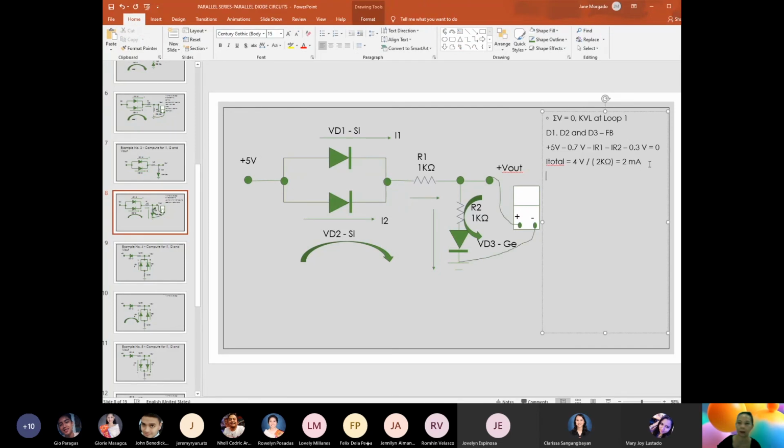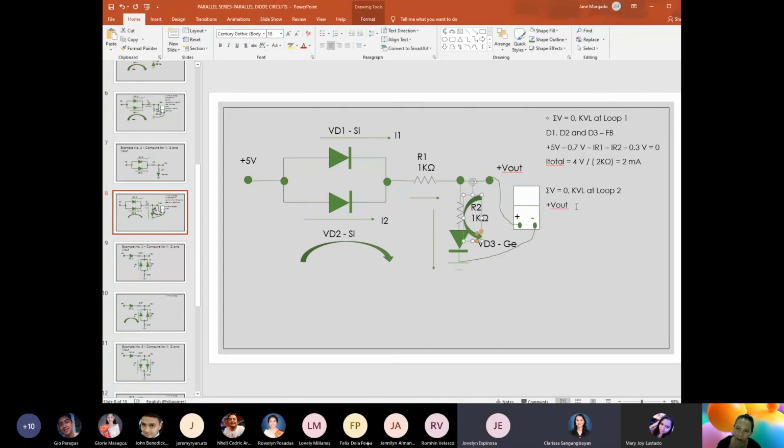Let's go step by step. This time, we start at positive V out. What is our equation? Summation of voltage at loop 2. Earlier we started at the positive terminal; here we start at V out. What is the sign of V out? Positive. Same direction of current and same direction of the loop.